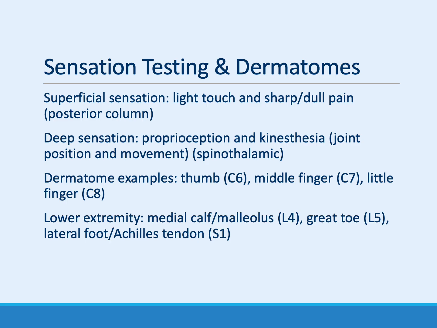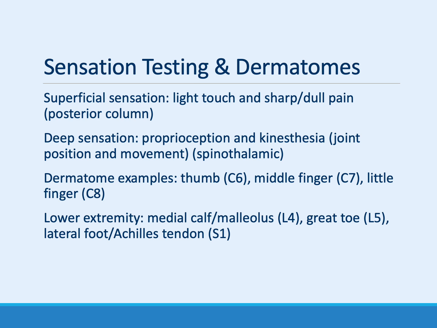So sensation testing can include superficial, deep, and cortical components. Our superficial sensation is going to include light touch and sharp versus dull pain. Deep sensation is going to be our joint position sense, so our proprioception and our kinesthesia. And our cortical discriminatory tests like stereognosis, graphesthesia, two-point discrimination, and barognosis are going to be our cortical level.